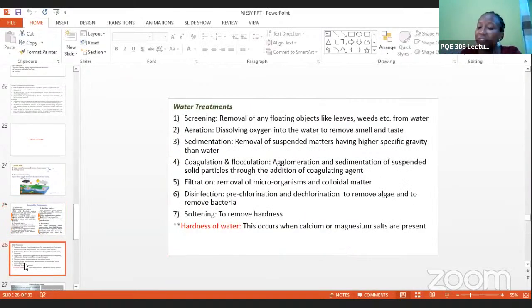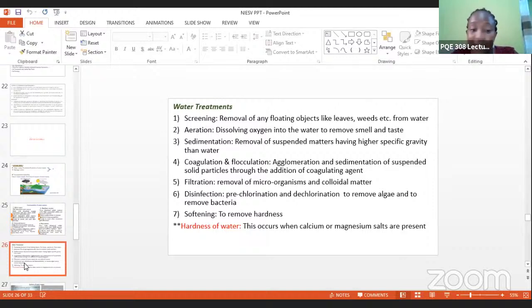Now, we have different water treatments. We have different water treatments because we said, aside from rainfall, which is the most pure source of water, what about other sources of water? That is our groundwater, our surface water. They might have come into contact with some things that are injurious to us as human beings. So there are so many processes of water treatment, I'm sure we know.